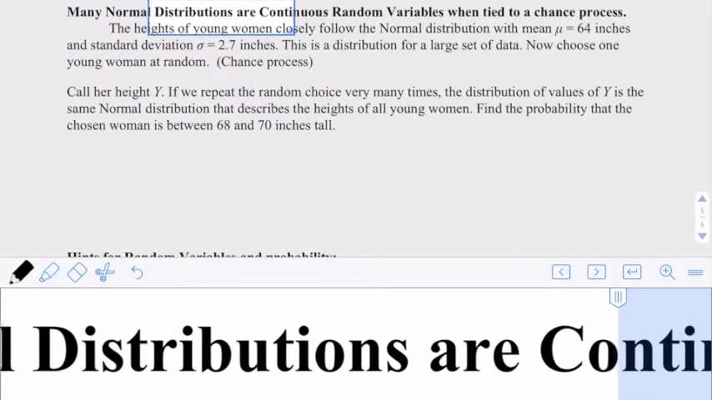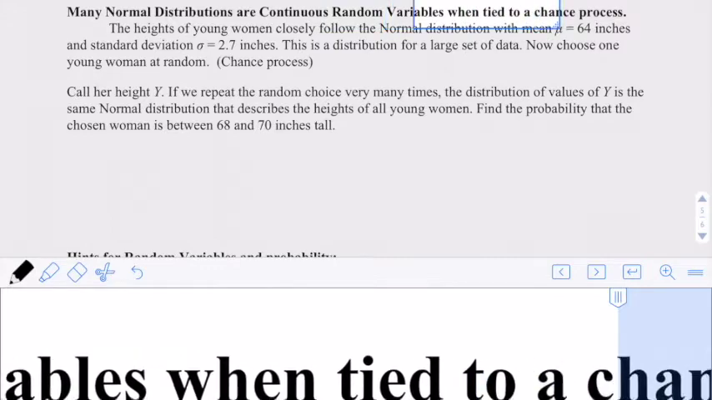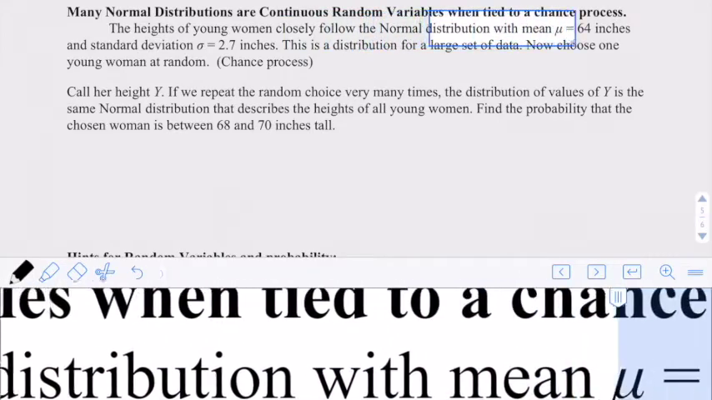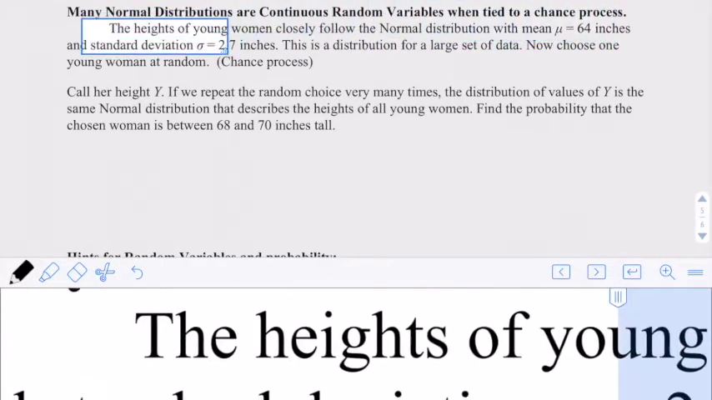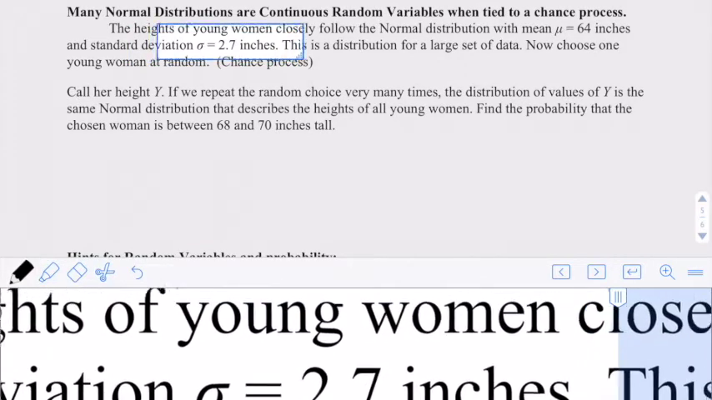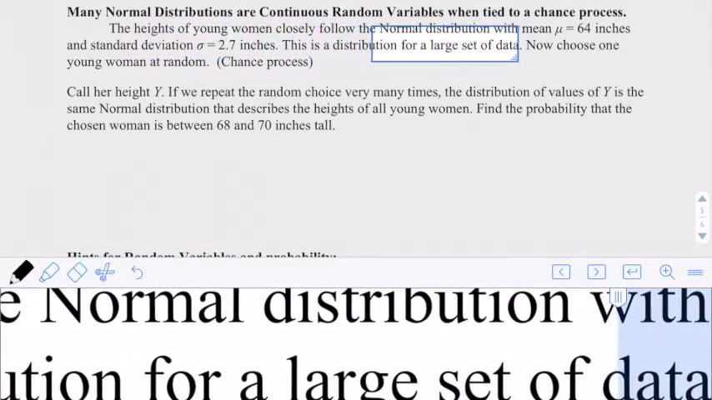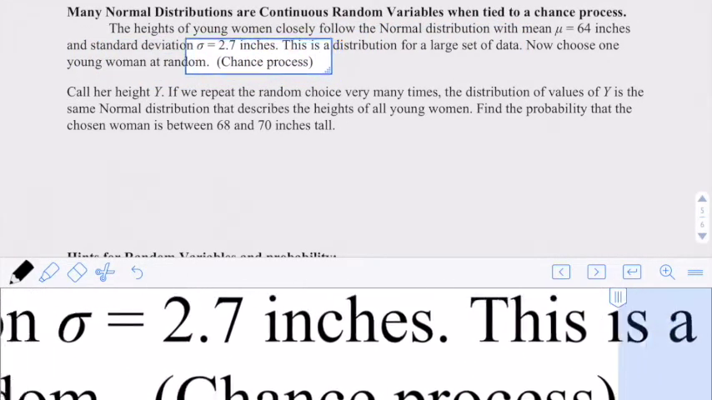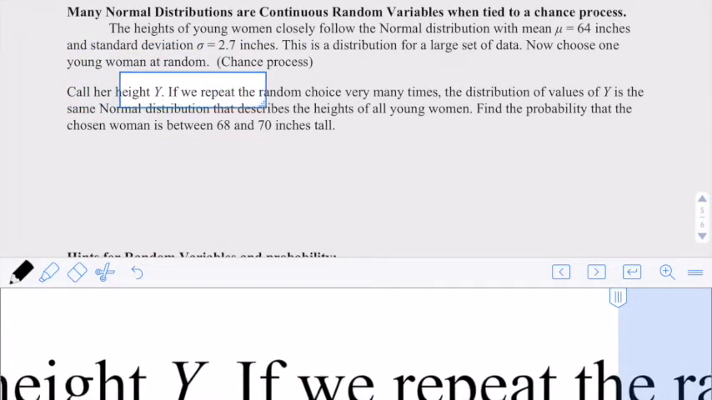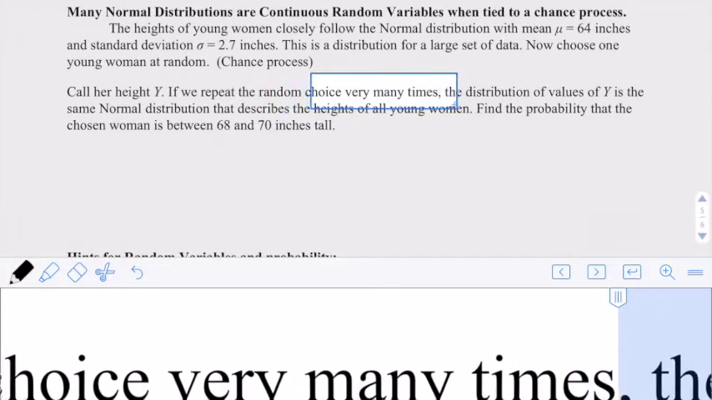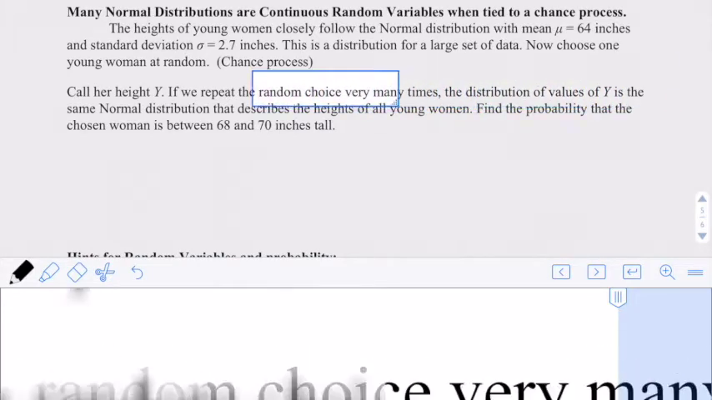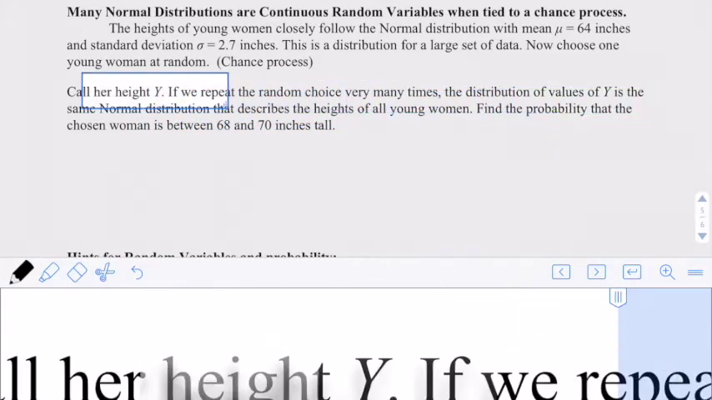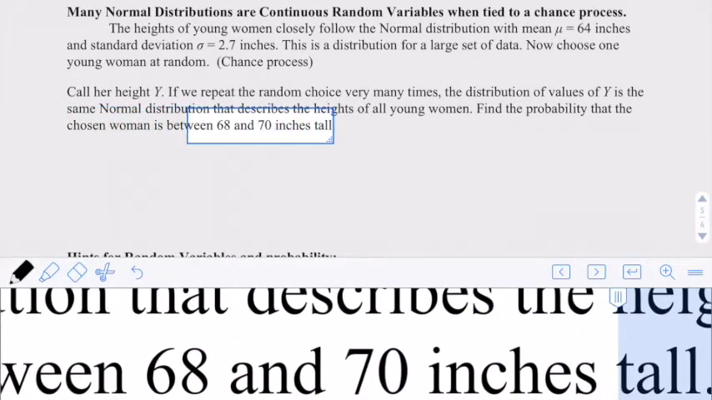So many normal distributions are continuous random variables when tied to a chance process. The heights of young women closely follow the normal distribution with a mean mu of 64 inches and a standard deviation sigma of 2.7 inches. This is a distribution for a large set of data. Now choose one young woman at random. That's your chance process. So call her height y. If we repeat the random choice very many times, the distribution of values of y is the same normal distribution that describes the heights of all young women. Find the probability that the chosen woman is between 68 and 70 inches tall.